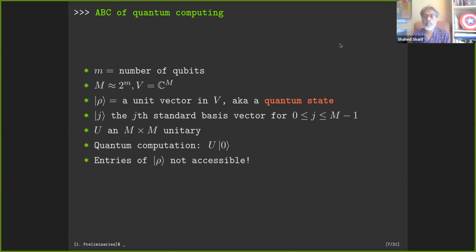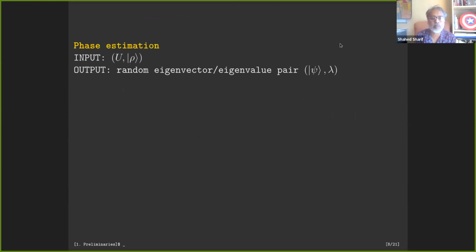Okay, so one major difference between quantum computation and classical computation is that if you have a quantum state, this is essentially your quantum version of data. You can't actually look inside it. So it's a vector, but you can't actually examine the entries and say, oh, what's the 3rd coordinate? What's the 5th coordinate? Instead, we have this thing called phase estimation.